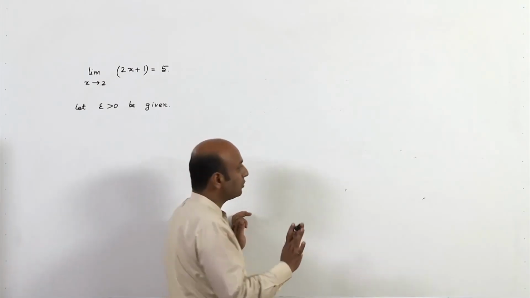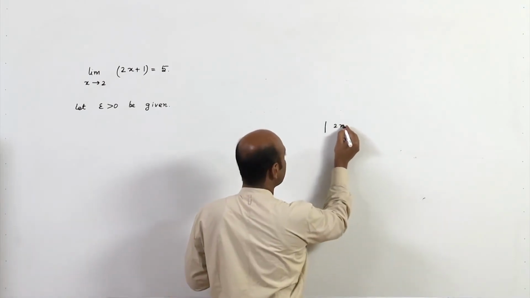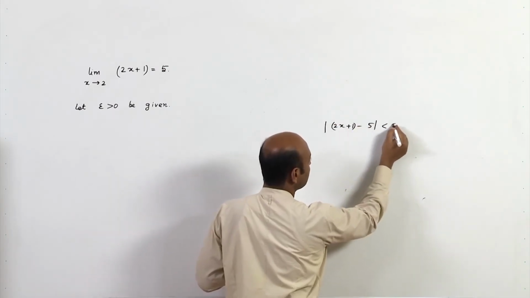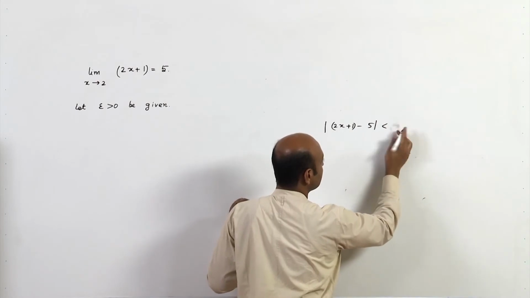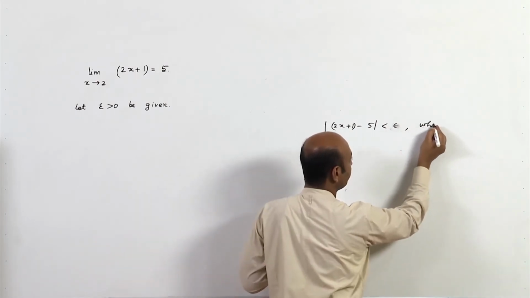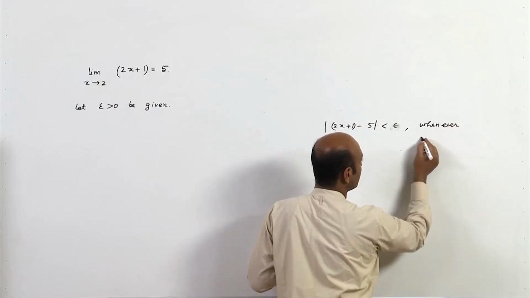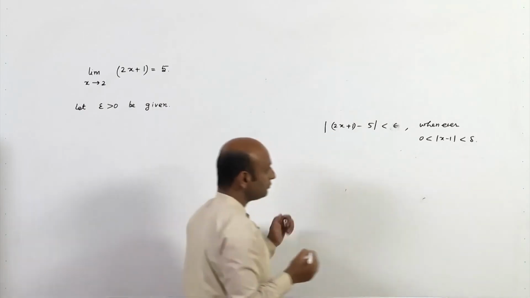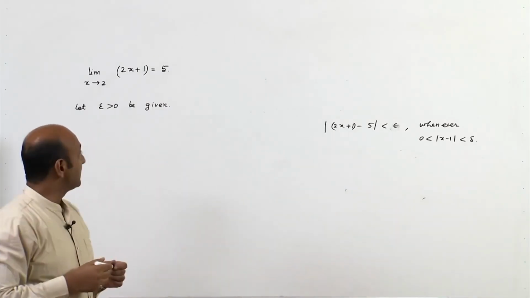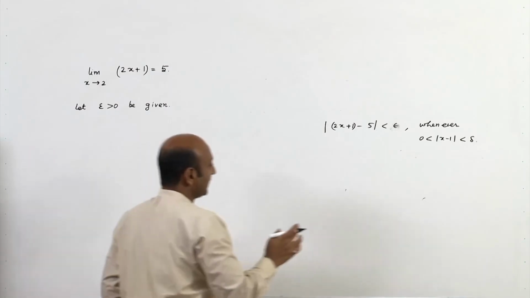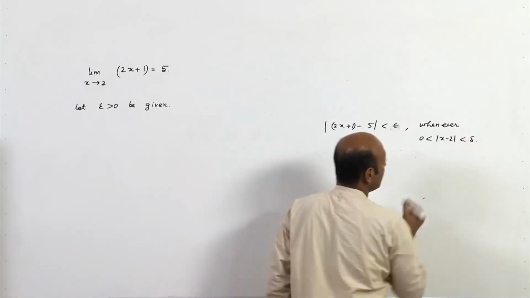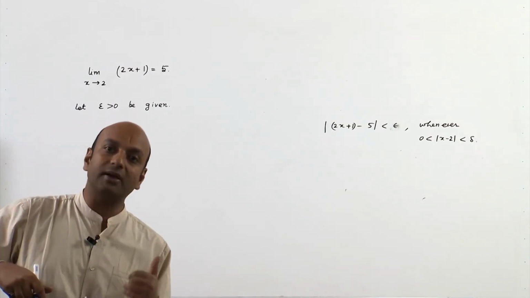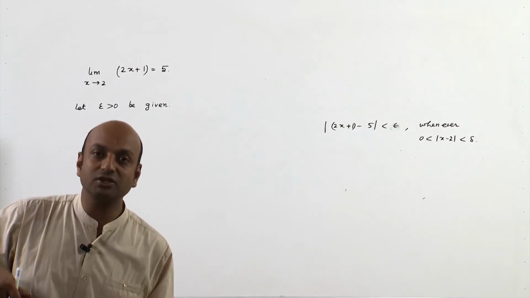What we have to prove basically is that for every epsilon greater than 0, there will exist a corresponding delta greater than 0 such that mod of 2x plus 1 minus 5, this is f(x) minus L, is less than epsilon whenever 0 is less than mod x minus 2 less than delta. So, basically we have to show the correspondence of delta in terms of epsilon. We have to show the existence of delta.